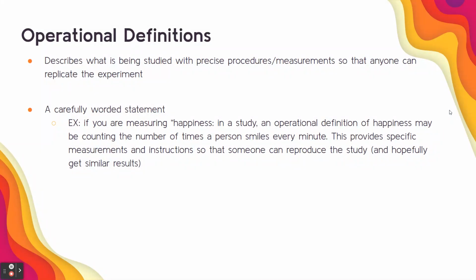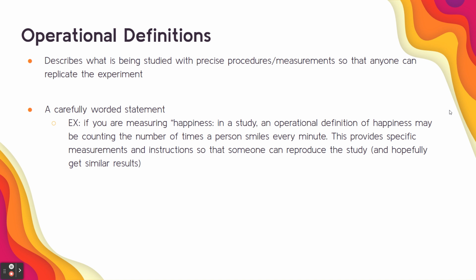Operational definitions. These are really important in an experiment. They describe exactly what's being studied with very precise procedures and measurements so that anyone can replicate the experiment. You want to make sure that if you are designing an experiment, once you've published your results, someone else can redo your experiment to confirm what you've already found. So you need to be exceptionally clear with how you define what you're measuring, how you define what you've changed, and which variables you're controlling and how. So operational definitions are very carefully worded.